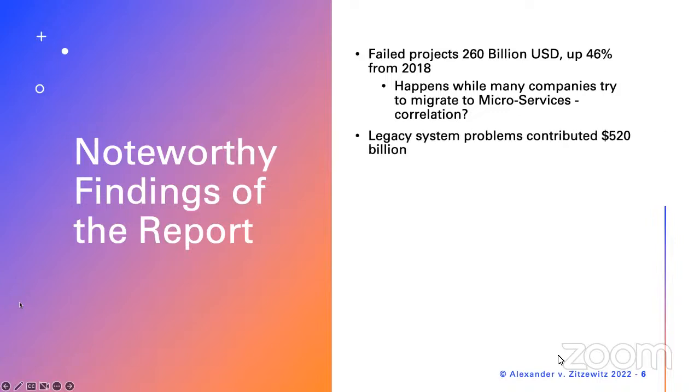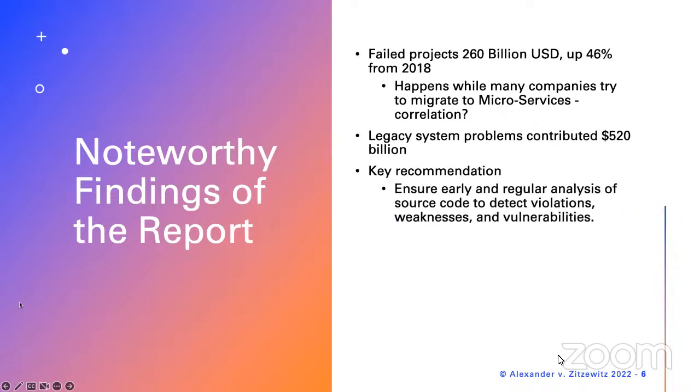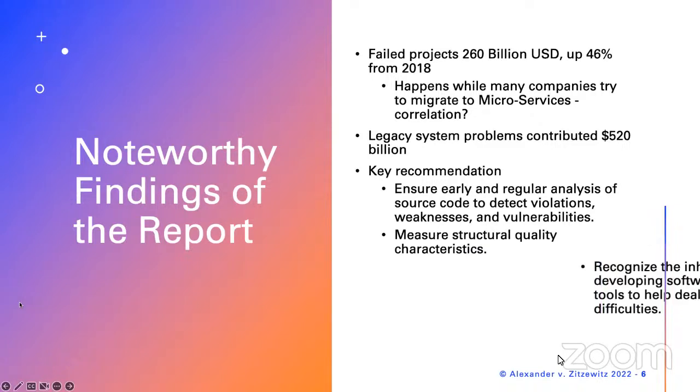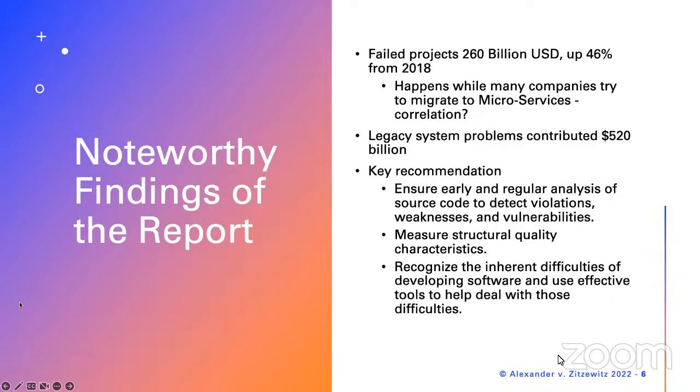Yeah, legacy systems problems contributed 520 billion, and some key recommendations are: ensure early and regular analysis of source code to detect violations, weaknesses, and vulnerabilities. That's a very strong argument to use static analysis tools. That's exactly what static analysis tools are doing for you. Measure structural quality characteristics. So that's why you need metrics. And also recognize the inherent difficulties of developing software and use effective tools to help deal with those difficulties.